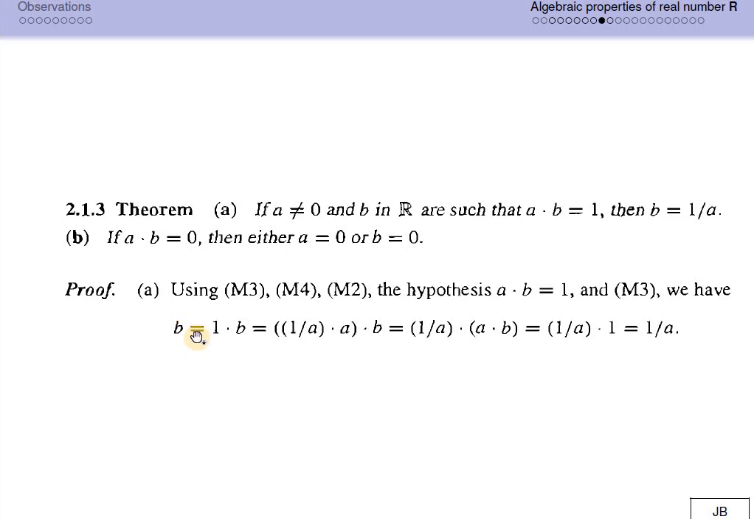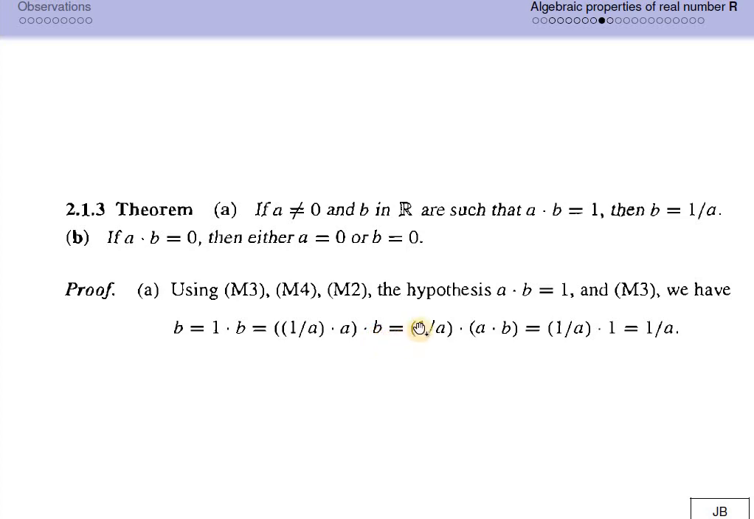So we start with b. I can write b equal to 1 into b by existence of unit element. Now again, as a is not equal to 0, in place of 1 I can write 1 by a into a, by existence of inverse. That is M4.